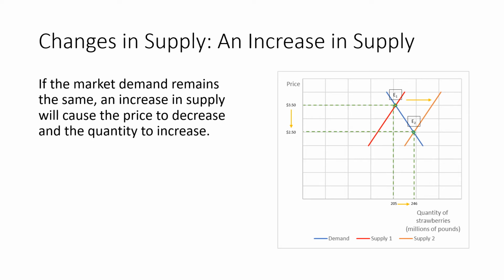Our table here provides a simplified version of what happened in the Florida strawberry market between 2010 and 2011. In the spring of 2010, the market for Florida strawberries was in equilibrium at point E1, where the original supply curve, supply 1, and the original demand curve, demand 1, or in this case just demand because there was not a second demand curve, intersect. Price of a pound of strawberries was $3.50, and the quantity sold was 205 million pounds.